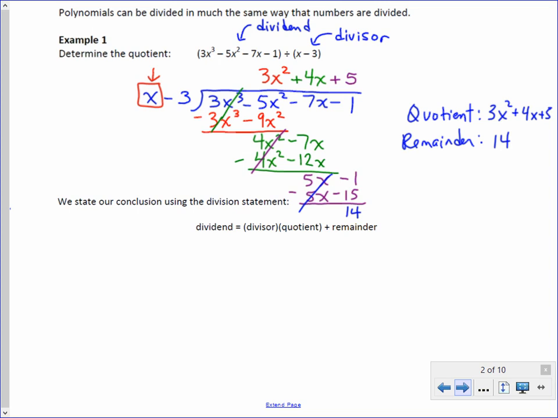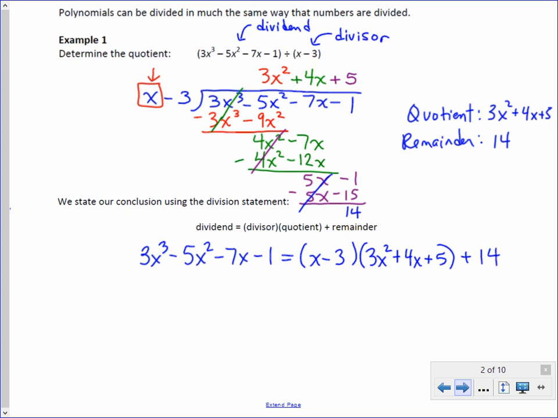So in this case, the dividend 3x cubed minus 5x squared minus 7x minus 1 equals the divisor, x minus 3, times the quotient, 3x squared plus 4x plus 5, plus remainder 14. If I expand the right side here, it will equal the left side. Just like in our number example, we divided by 123, we got 16, and our remainder was 49. If I multiply this and add 49, I get 2017.